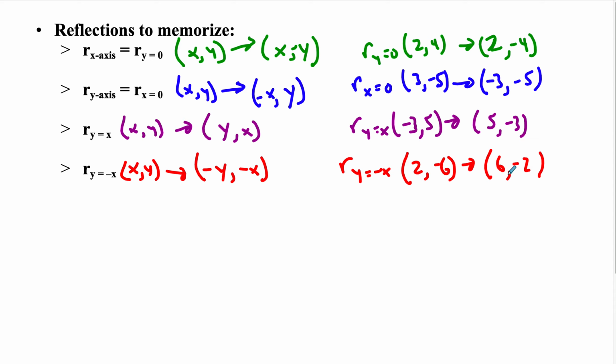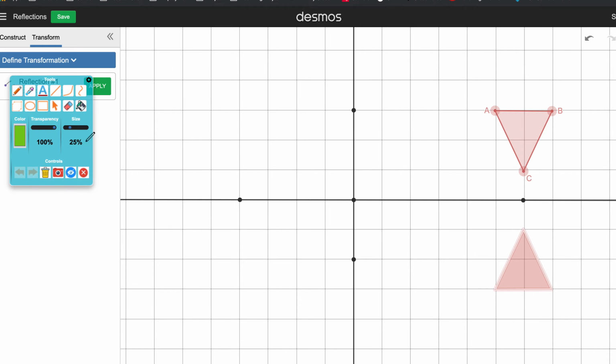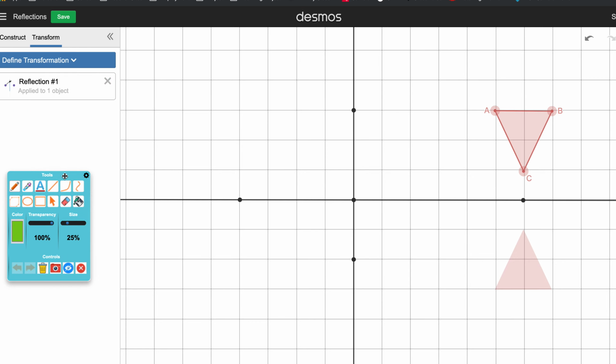All right. So let's take a look at some examples of what this looks like in a more graphical sense. So I'm going to go ahead and choose this as a line of reflection. This is the x-axis, and I'm going to reflect this. There we go, and apply it. So what has it done? I reflected over the x-axis, and indeed, if you look at this, remember, this is our x-axis.